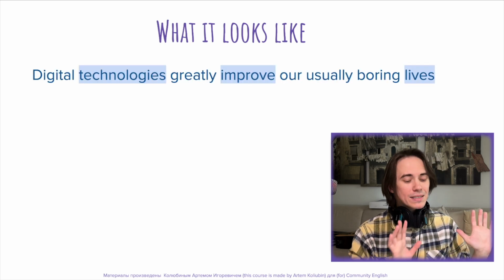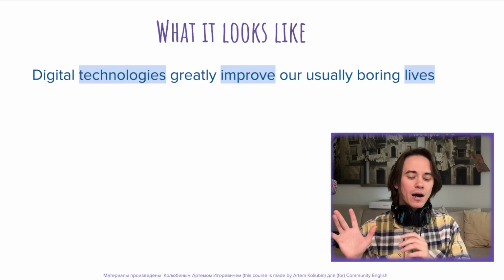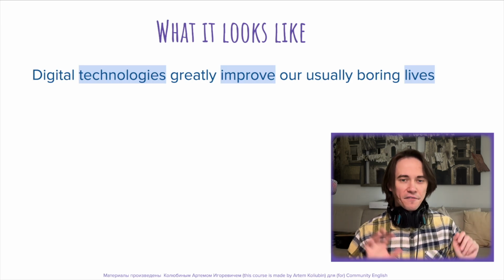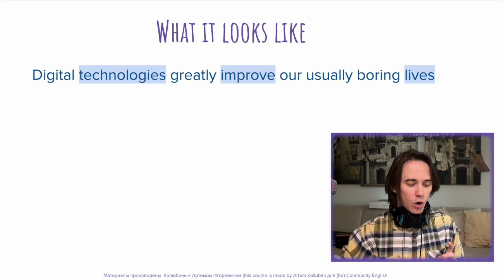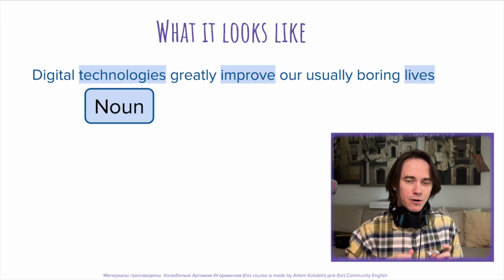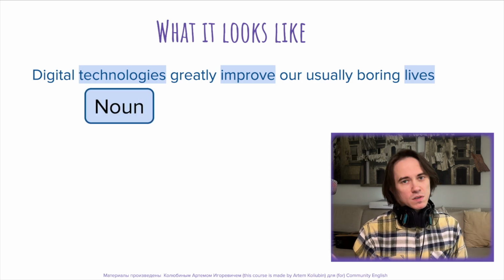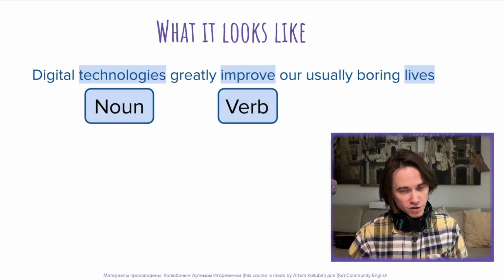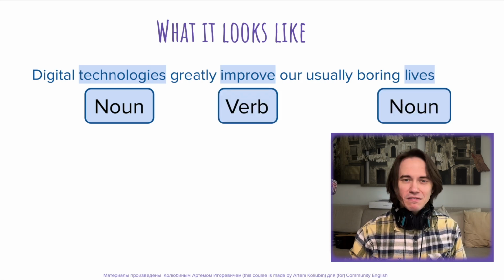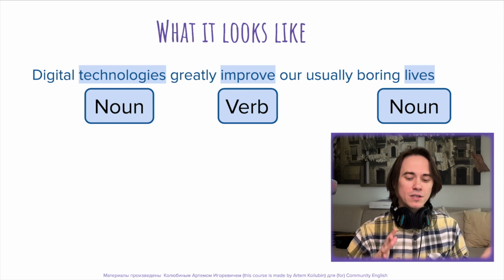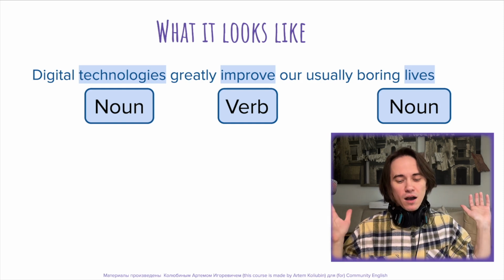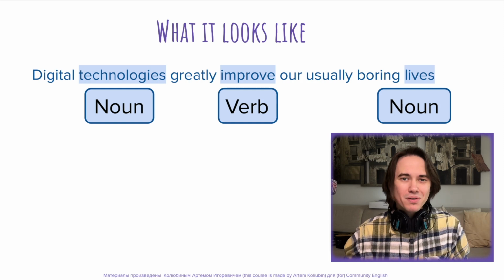For example, digital technologies greatly improve our usually boring lives. If you look at the sentence, we have three main elements. The subject, which is a noun here, technologies, and the subject should be a noun. We have improve, which is the verb. And we have lives, which is an object, which should be a noun and is a noun. Perfect. So we could just say technologies improve lives. That would be a perfect sentence.